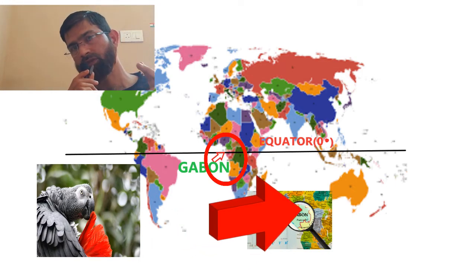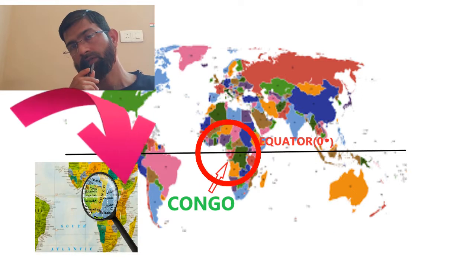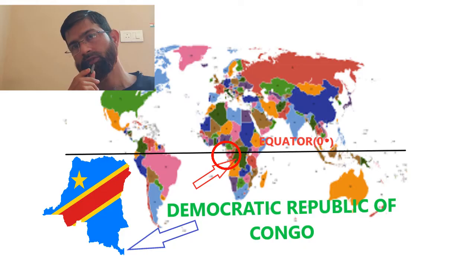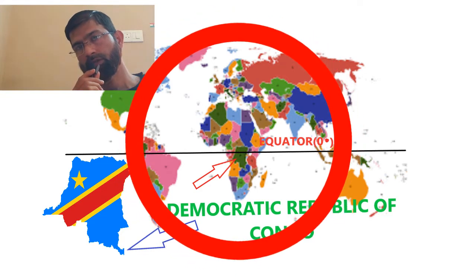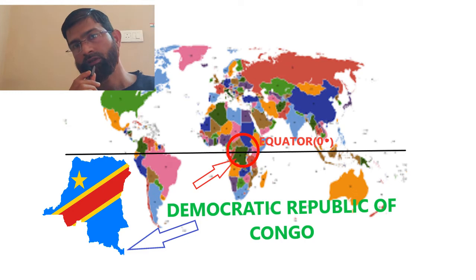Not much difficult, this one. Next one, Congo you will find. If this method doesn't work, you first go to Democratic Republic of Congo, that is located almost in the middle of that particular region.